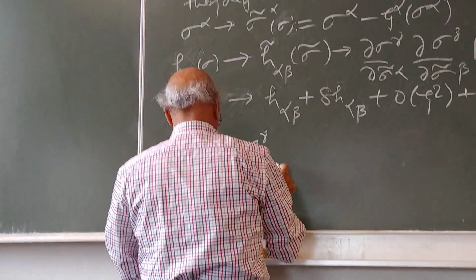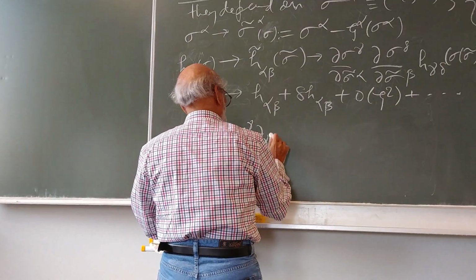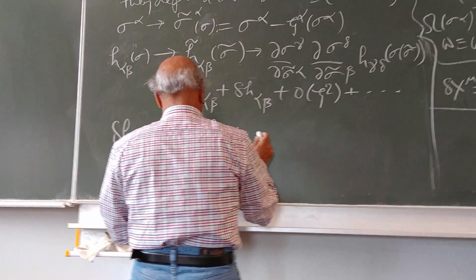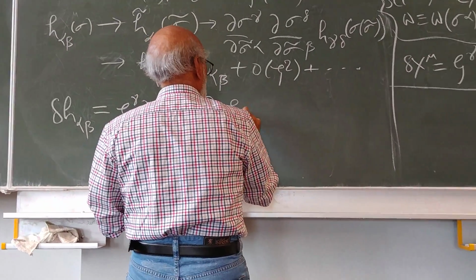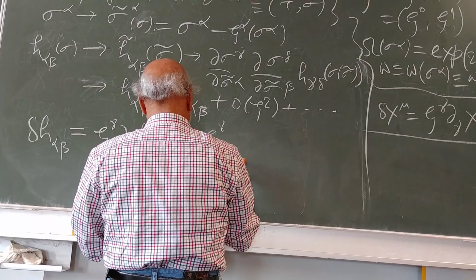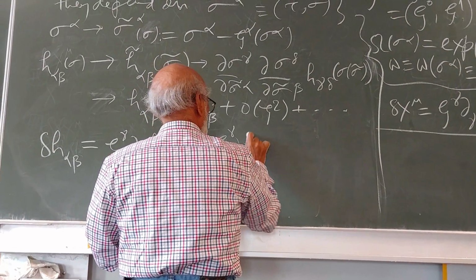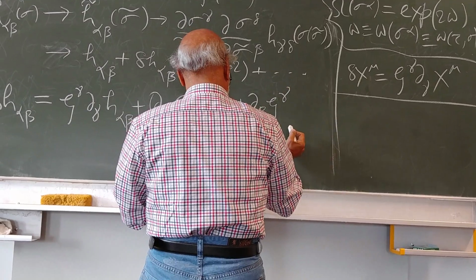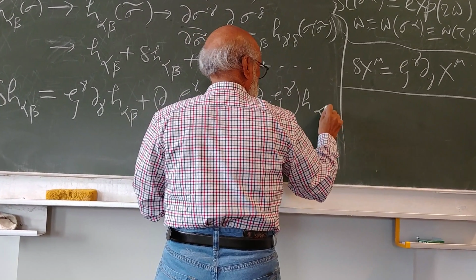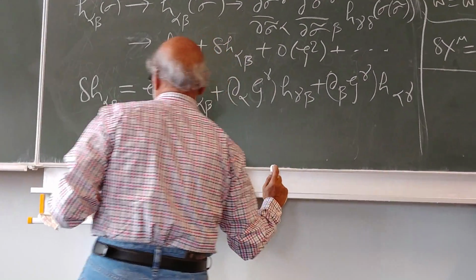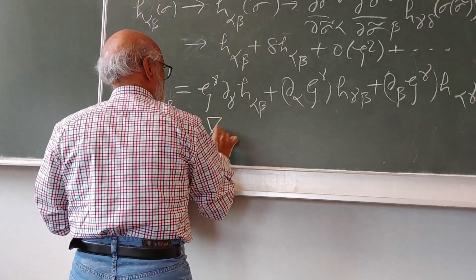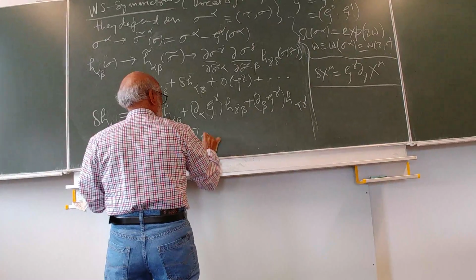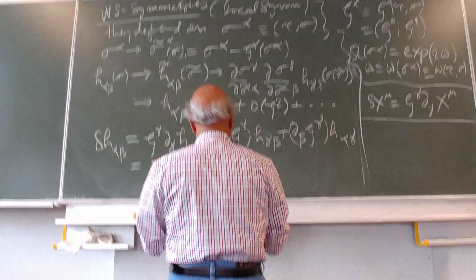this would be gamma zeta, then gamma H alpha beta plus del alpha zeta gamma H gamma beta plus del beta zeta gamma H alpha gamma, and this would be written as del alpha zeta beta plus del beta zeta alpha.